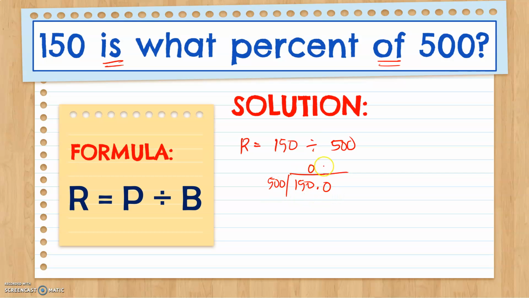1,500 divided by 500 will give us 3. 3 times 500 is 1,500. There's no remainder, so we'll stop dividing here. Then let's put the decimal point in our quotient. Again, since this is a decimal number, we'll have to move 2 times to the right to get the percent. Okay, therefore, 0.3 when changed to percent will give us 30%. And this will be our final answer.